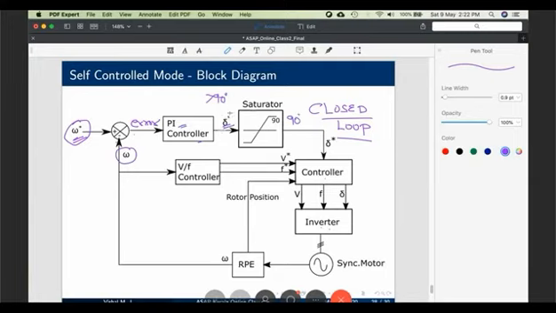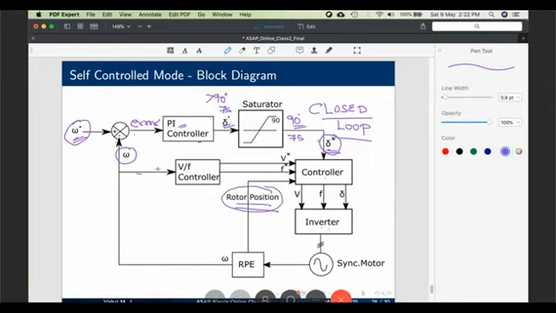If the input is less than 90, then it is as it is. For example, if it is 75 degree, 75 will come here. If it is 100 degree here, only 90 will come here, like that. So delta is limited to 90 degree, and that comes as your delta reference. Now the inverter will synthesize your voltage at a phase shift of delta. With respect to what? We need to have a reference. Who gives the reference? Again, the RPA gives it in the form of rotor position.